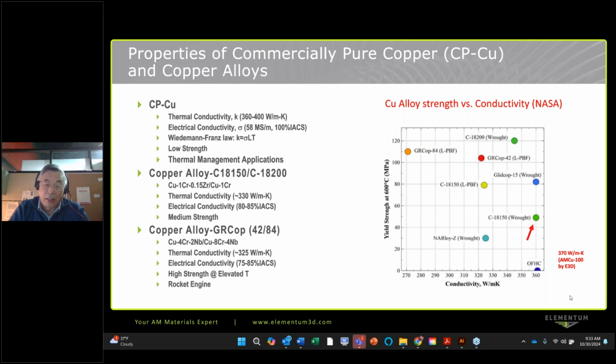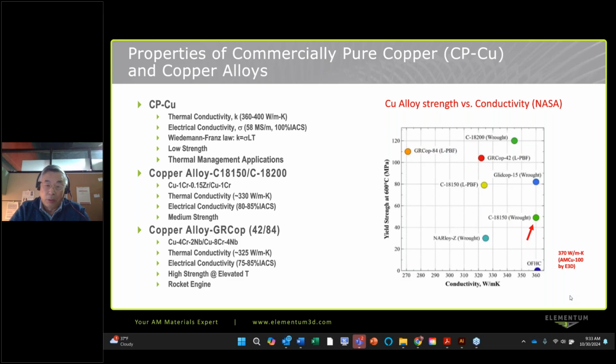But in reality, for commercial pure copper, you always contain a small amount of impurity, typically 0.5% or less. So the number is typically about 360, as shown in this chart. So later on, I will show that at Elementum 3D, with our copper, we can print samples with conductivity over 360. Typically, we have 370.